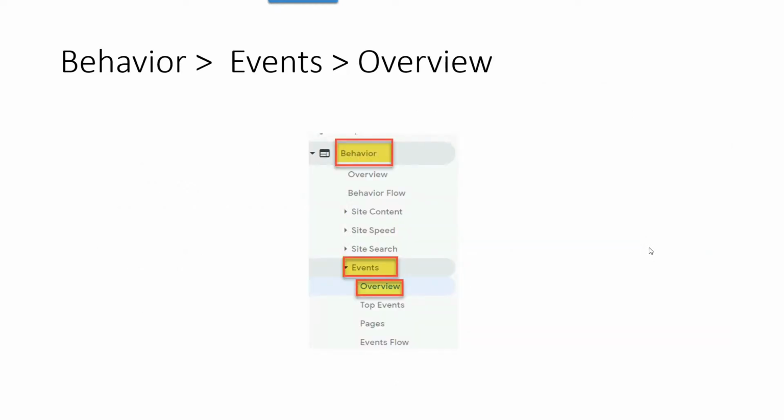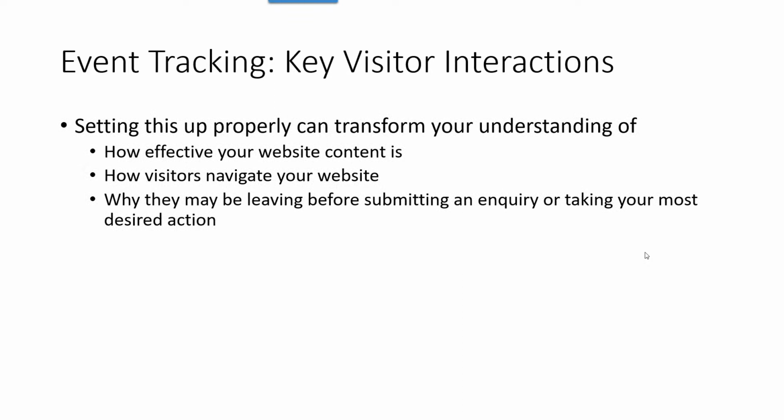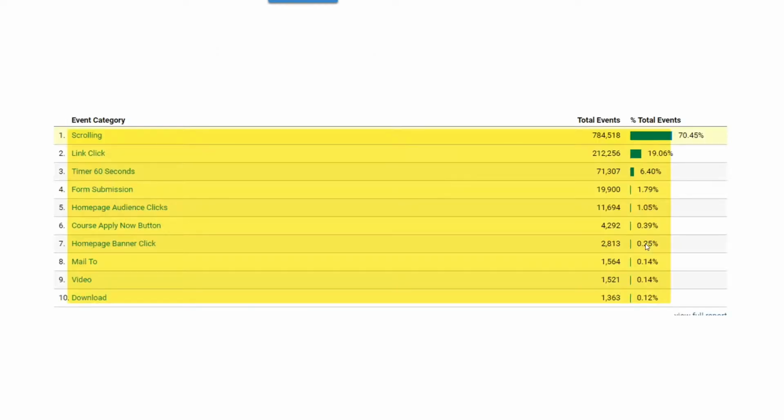Now, for me, one of the most important sections within analytics is the events. This is where we're tracking key visitor interactions, and this is where you have to set this up. This doesn't happen automatically, so this has to be manually set up and customized. But this can really give you an understanding of how effective your website content is, how people are navigating, and why they may be leaving before submitting an inquiry, or whatever call to action you're looking to take. So this is where you'd see information like this.